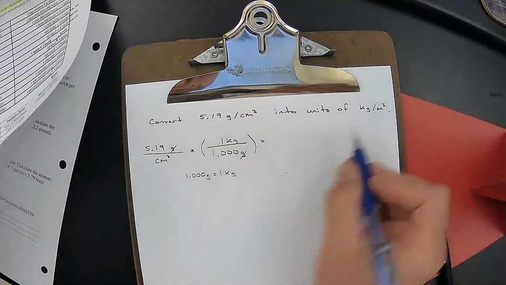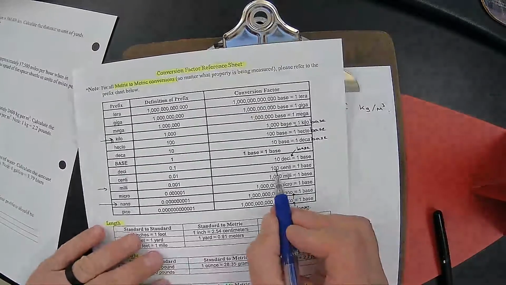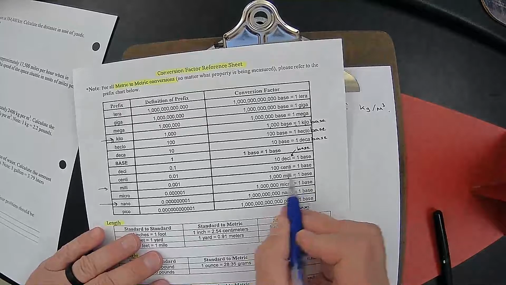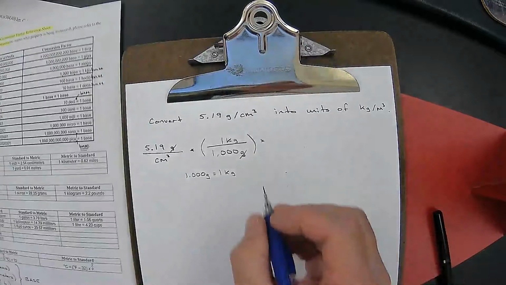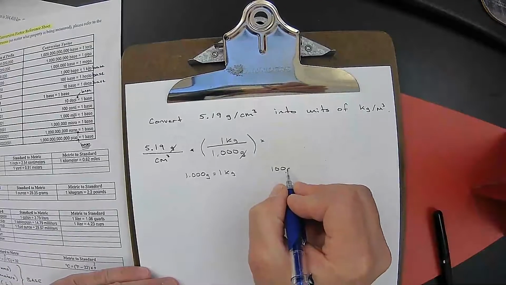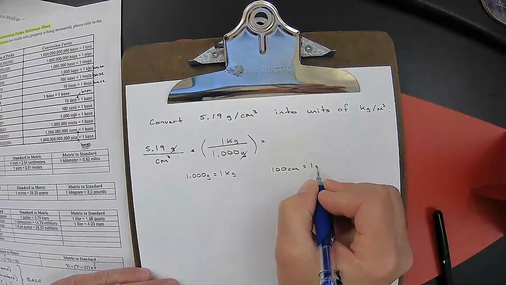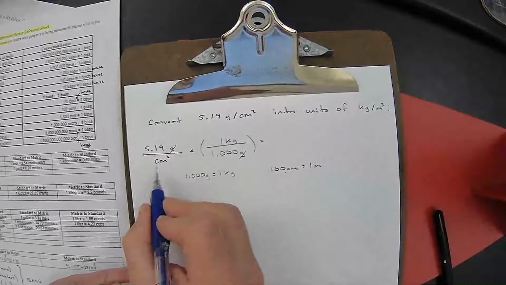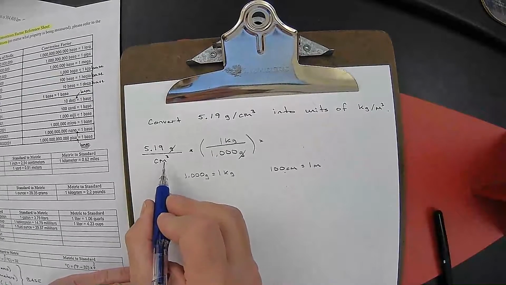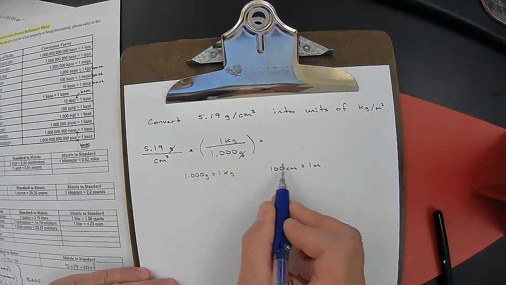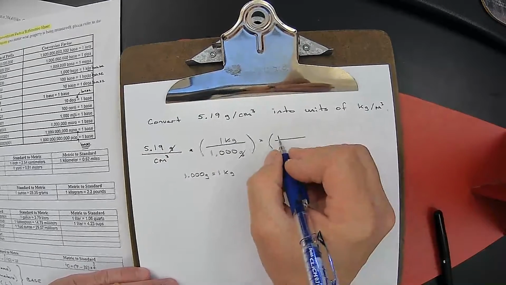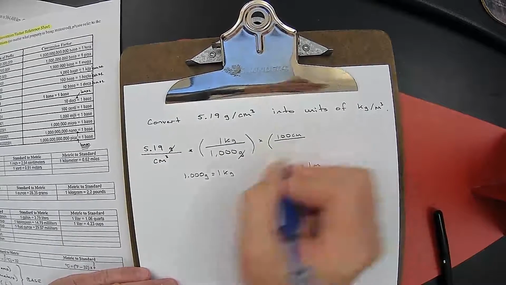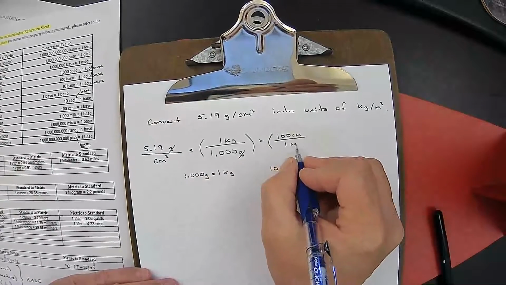I'm just going to look up centimeters to meters. When I look up centimeters, it's 100 centi equals 1 base, so really it's 100 centibase equals 1 base. So 100 centimeters is equal to 1 meter. I want to make sure I cross out the centimeters. Centimeters are on the bottom, so centimeters are going to go on the top here. So I'm going to put 100 centimeters on the top to cross out and 1 meter.